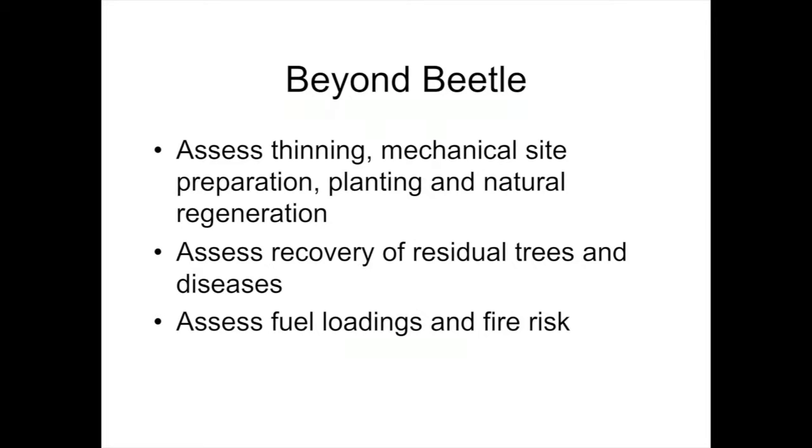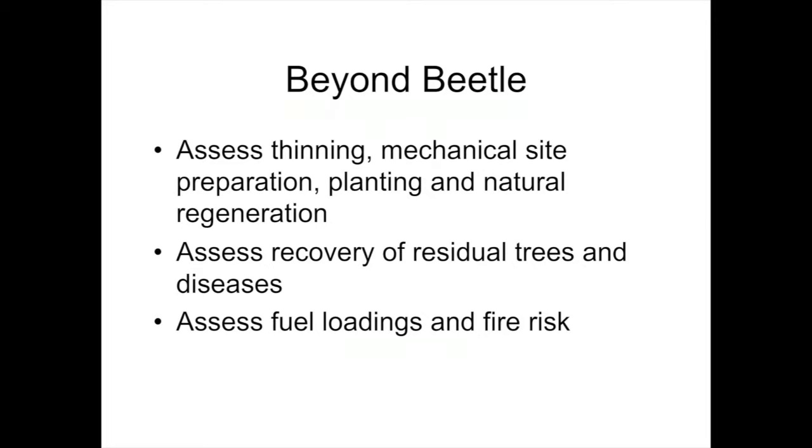So we've got a Beyond Beetle project, and we're setting this up right now with Elle McDonald, Mike Flanagan, Nadir Urbajan, and myself. We're working with Derek Sitters and Canfor, assessing thinning, mechanical site preparation, planting, and natural regeneration after some sort of treatment. And so we will have graduate students assessing this about year 4 and 5.